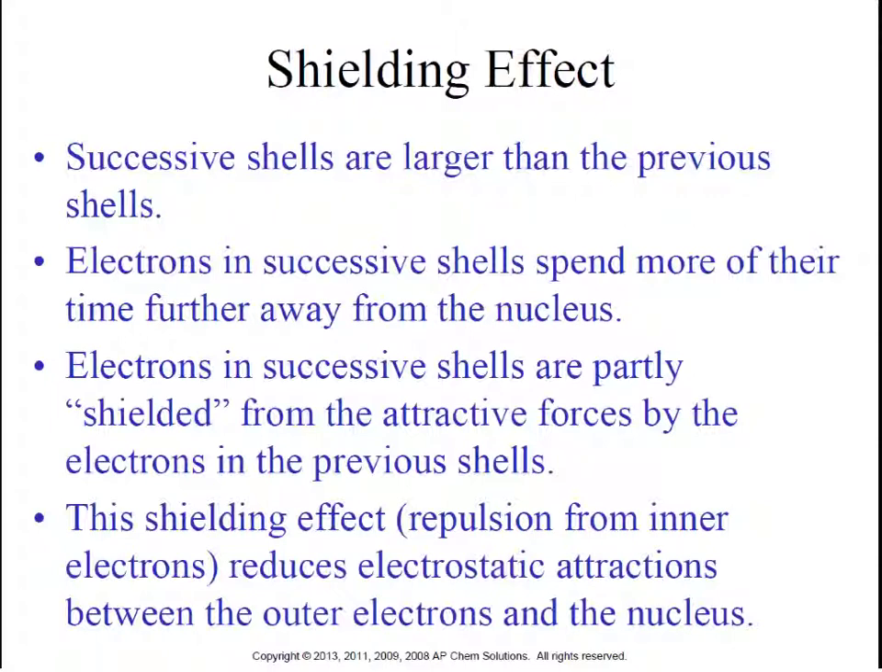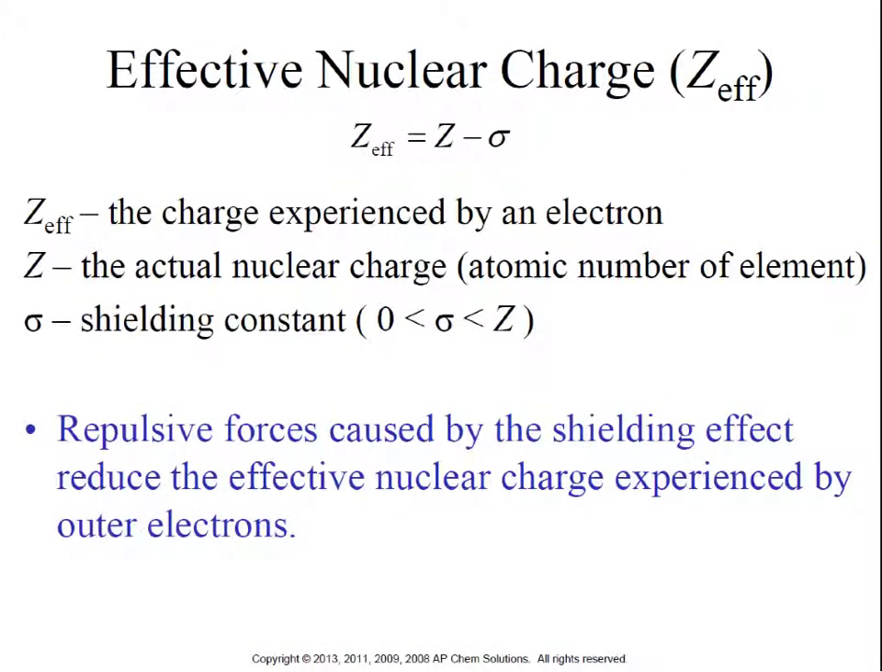So the shielding effect, which is repulsion from the inner electrons, reduces that attraction between the outer electrons and the nucleus. Fancy way to refer to that is the effective nuclear charge. So when we're talking about things in this unit, there's really three terms you need to remember. Coulomb's law, be able to explain that and use that as a justification for certain things. Shielding effect, so be able to talk about that. And now the effective nuclear charge.